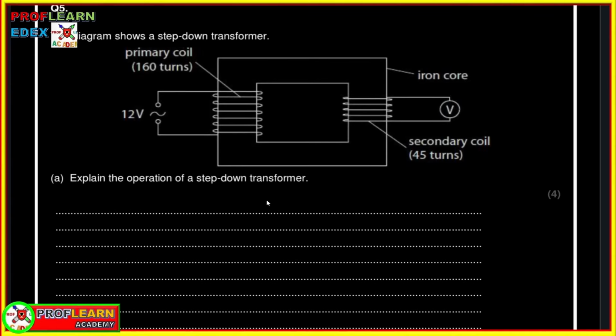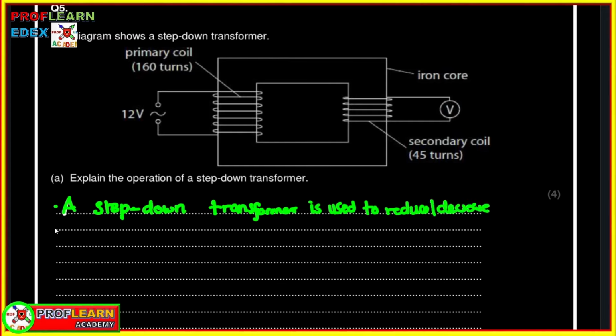Now, let's dive in so that we can write one of the classical explanations you can give in your exam for a step-down transformer. First, we're going to say a step-down transformer is a type of transformer that has more turns in the primary coil than in the secondary coil. But what is it used for? It's used to reduce or decrease voltage.